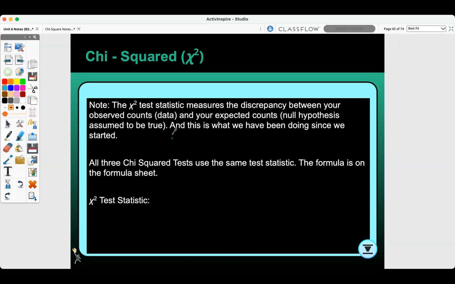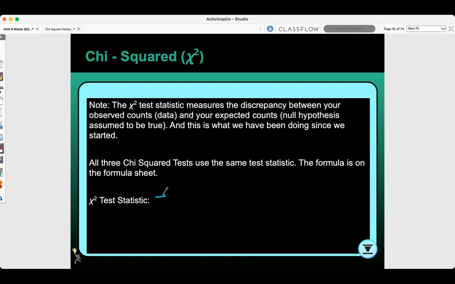Also, the chi-squared test statistic is the sum of the observed minus expected values squared all over the expected values.